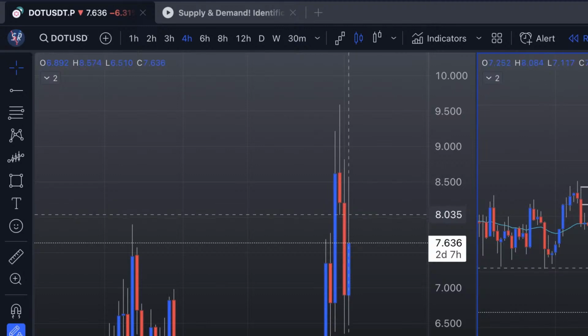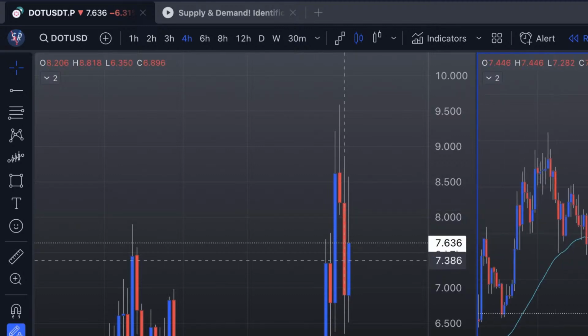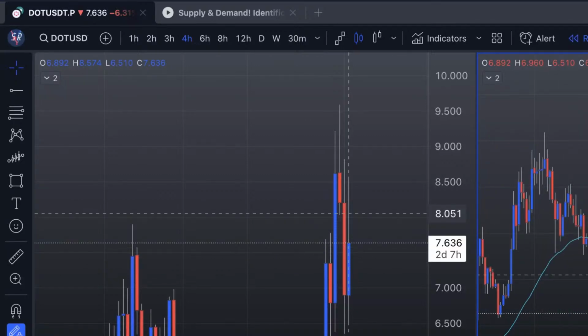So I'm going to have to take a look at these cryptos after the live stream, just go through and be like, all right, which ones are we going to take a stab on long?